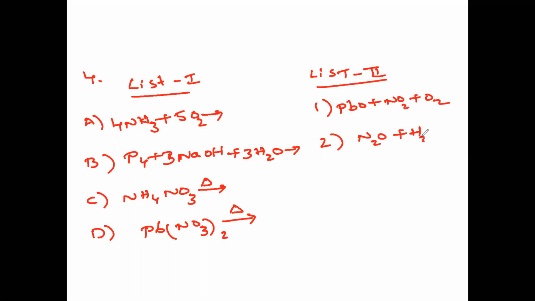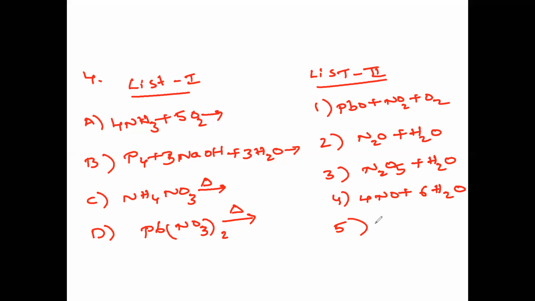It is not that simple as you have seen. Option 3, N2O5 plus H2O. Option 4, 4NO plus 6H2O. Option 5, 3NH2PO2 plus PH3, phosphine. So they are asking for the correct match.